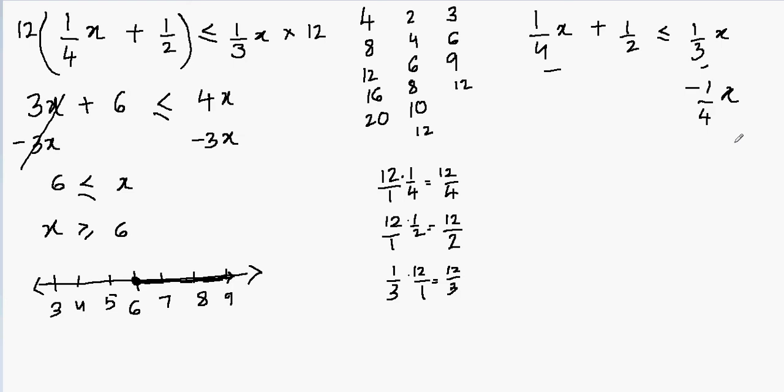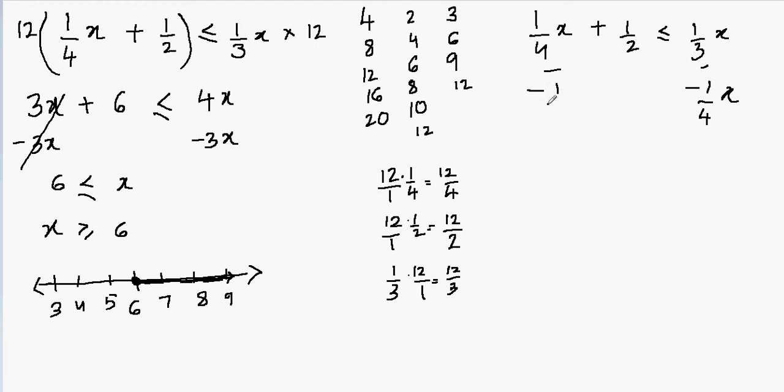And you remember, when you subtract a smaller number from a greater number, you get a positive value. And if you subtract a greater number from a smaller number, you get a negative value. So just to avoid that, I'm bringing 1 over 4x to that side. But it's up to you. If you want to bring 1 over 3x to the left-hand side, you're most welcome to do that.